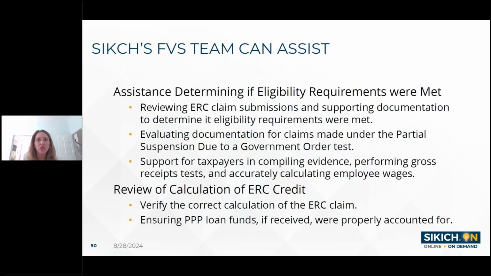Then we can look at the calculation just to ensure it was done properly. A lot of entities also received PPP loan money, and that's something that has to be accounted for in the calculation. You can't get the same dollar twice. So that's something that we could also assist with. Next slide.